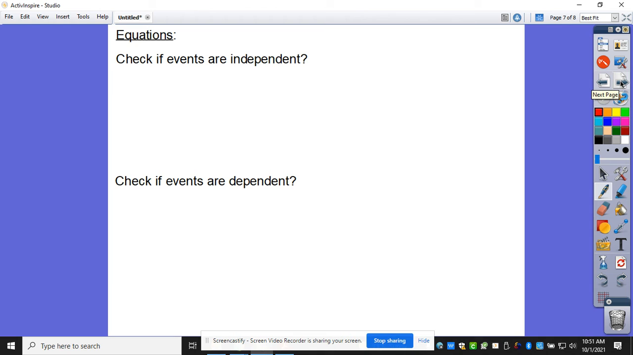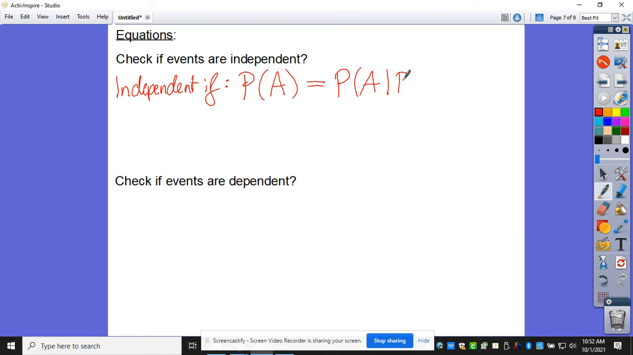How do I check to see if two events are independent? I'll go back to it in a second. Hang on. There's a reason why I'm gonna wait to get back to it. Independent if what? We just did this one. Probability of, just pick a letter, A, would have to be equal to probability of A given B. Which means if they're not, then it's not.